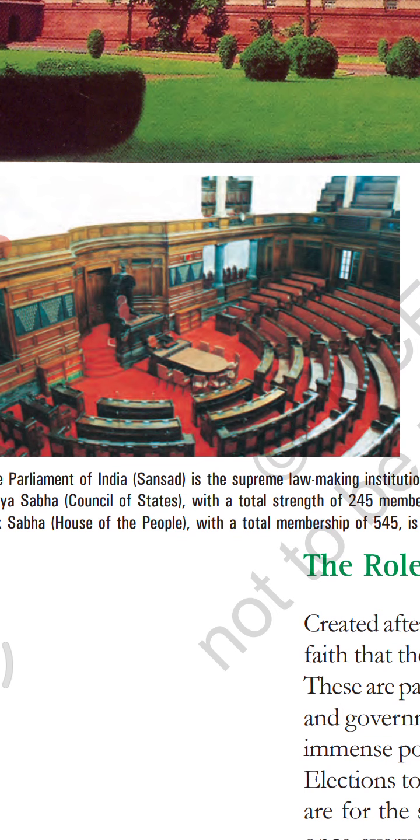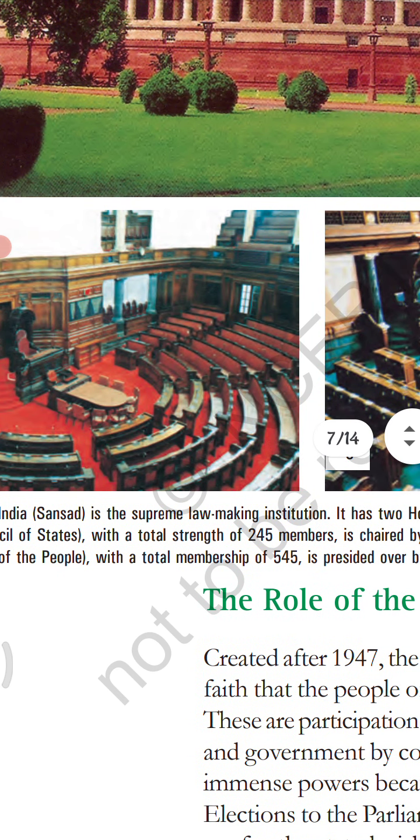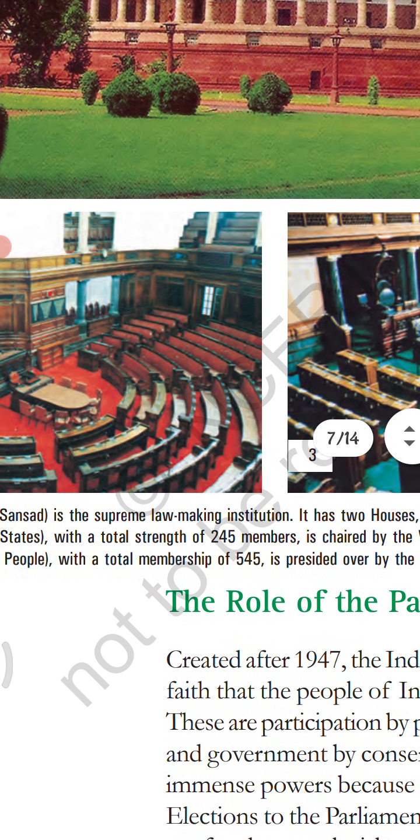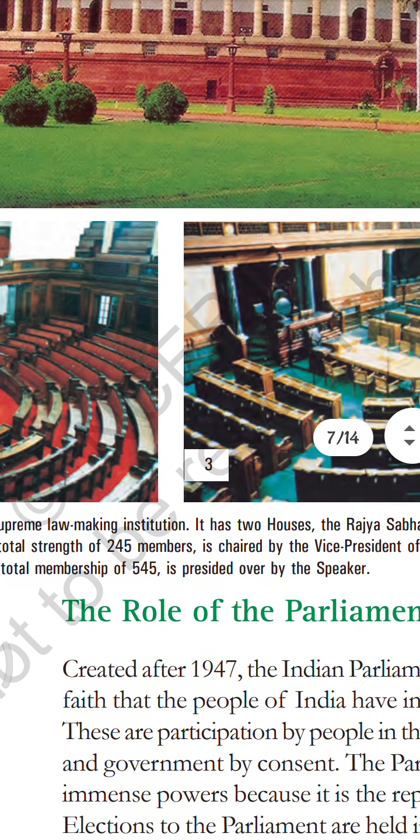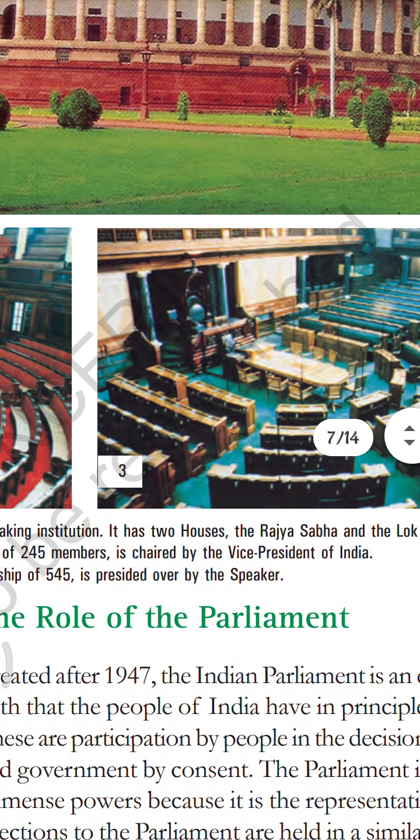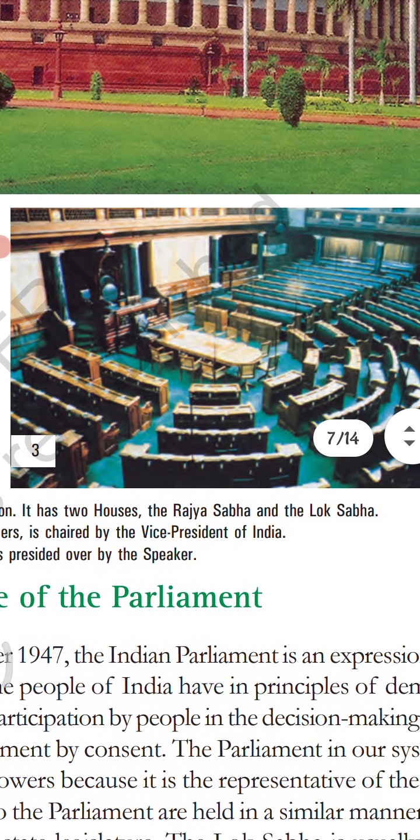Parliament of India is the supreme lawmaking institution. So which is the supreme lawmaking institution of India? That is parliament. And how many houses are there in parliament? Two houses, upper house Rajya Sabha and the lower house Lok Sabha.